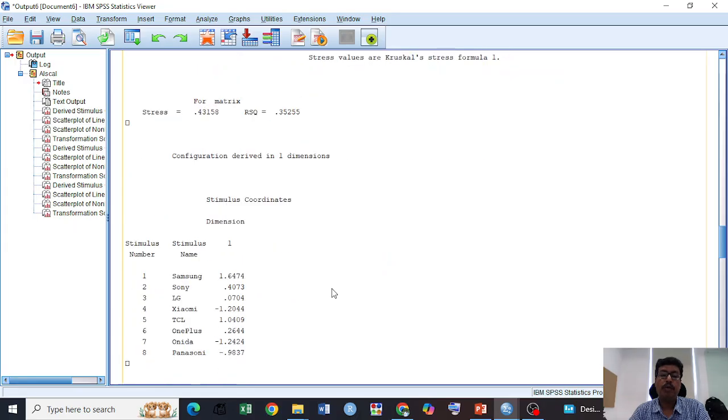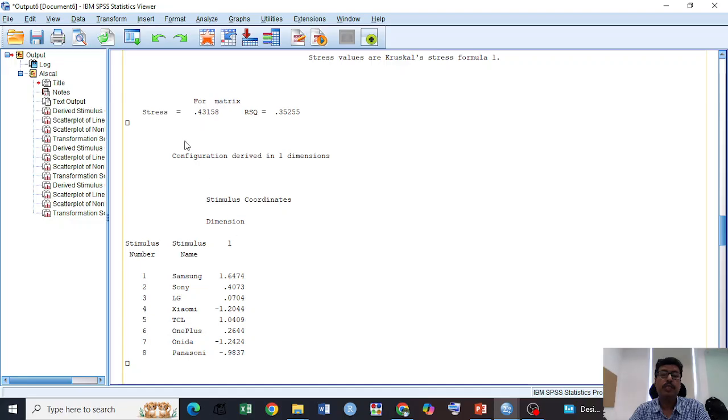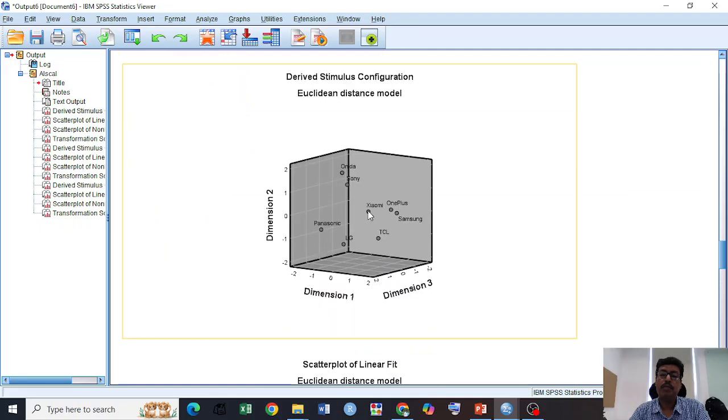And in the 1-dimension plot, you can see here, the stress value is very high, 0.43, and the R square value is 0.35. So the R square value of 96% in 3 dimensions gets reduced to 35% in the case of a 1-dimension solution. So it is quite clear that the 1-dimension solution is not really good, rather the 3-dimension solution is good. But for our interpretation, let us see which graph we can use.